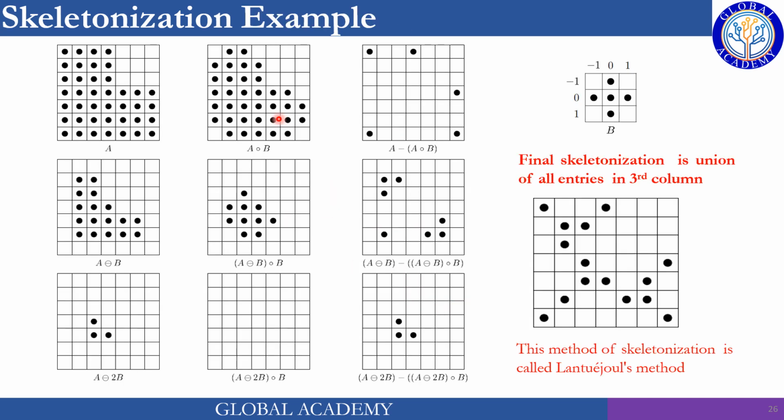So here is an example. We have this original image. This is the structuring element B. A eroded with B, A opening B, we got the difference equal to this one. So this is the difference. We know that A opening B is a subset of A. So definitely we will get some of the pixels left.